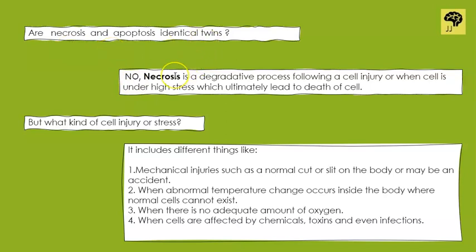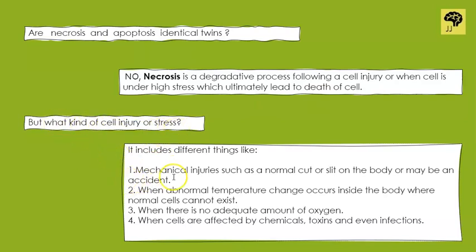Necrosis is usually caused by some cell injury. That is, it is not predetermined. It happens because all injuries are not predetermined, right? It happens all of a sudden. So necrosis is a result of a cell injury or when cells are under some stress, which I'll discuss right now. What kind of cell injury or stress?